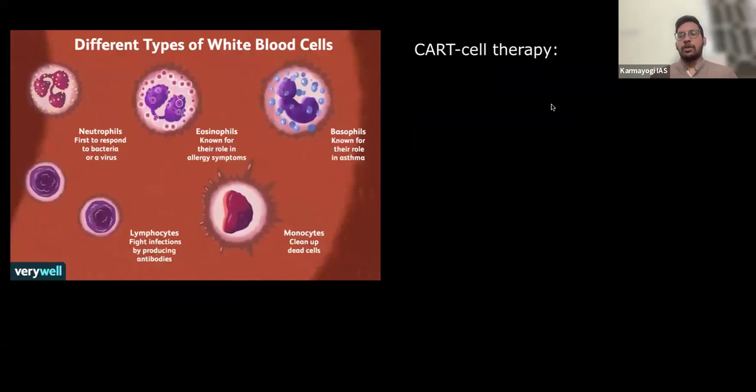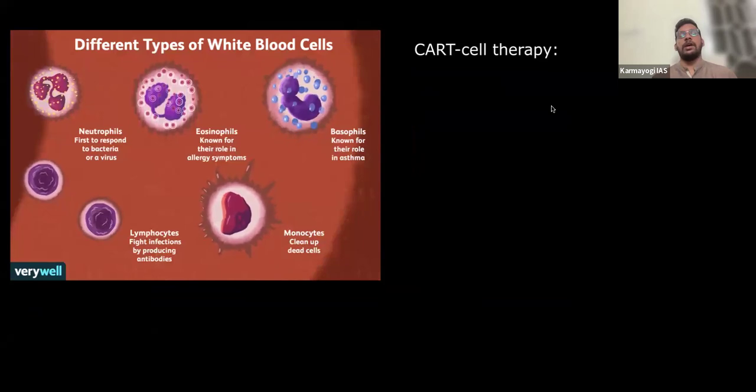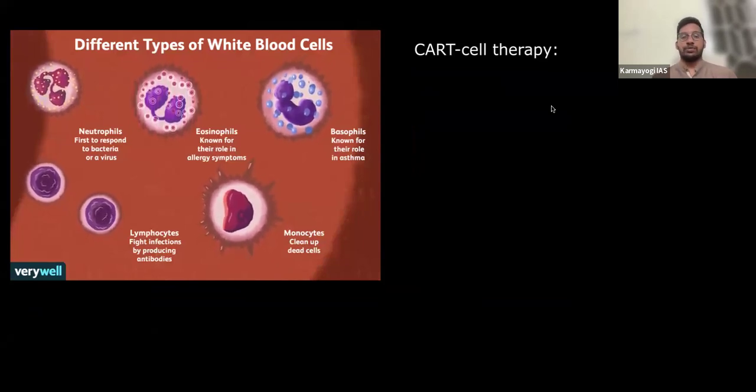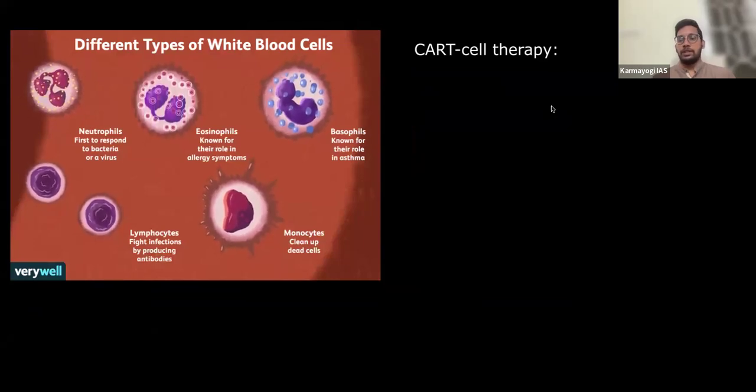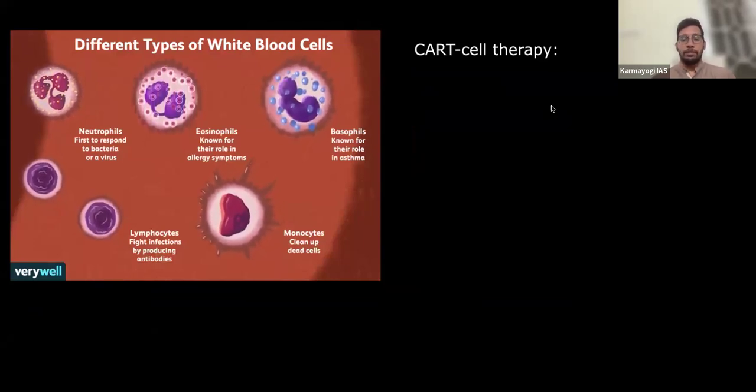Hello everyone. The topic is about CAR T cell therapy. It has been a very important topic, and you can see it either in prelims or maybe even in mains, as part of science and technology. So we will look at this cell therapy, which is very important.